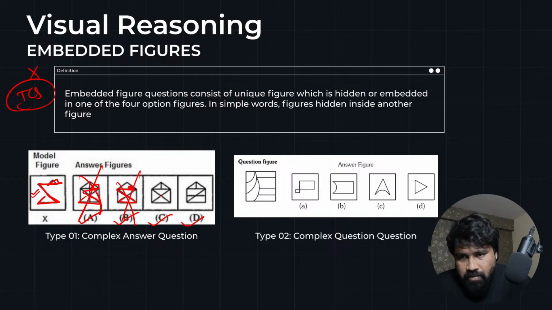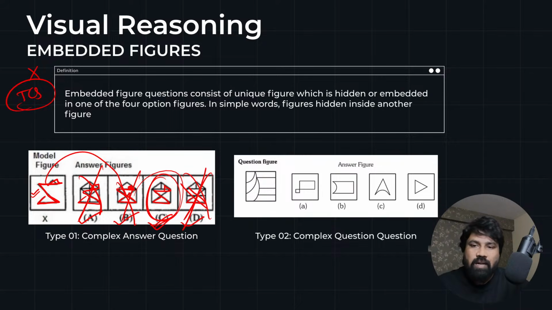And here I can create this. So C is my answer. And D is not my answer. Why? Because here there is no cross symbol like that. So wherever this model is embedded, that will be your answer. Simple. Embedded figure is nothing but the model figure will be contained inside the answer figure.